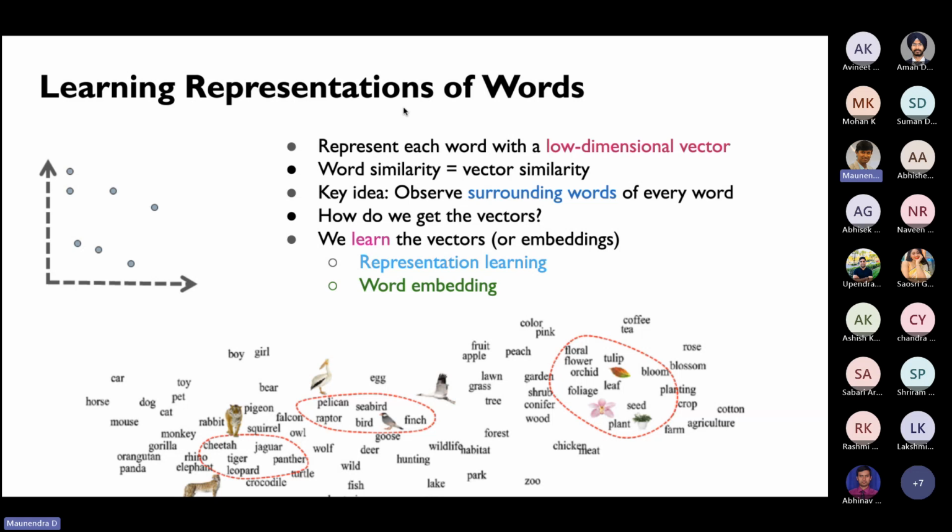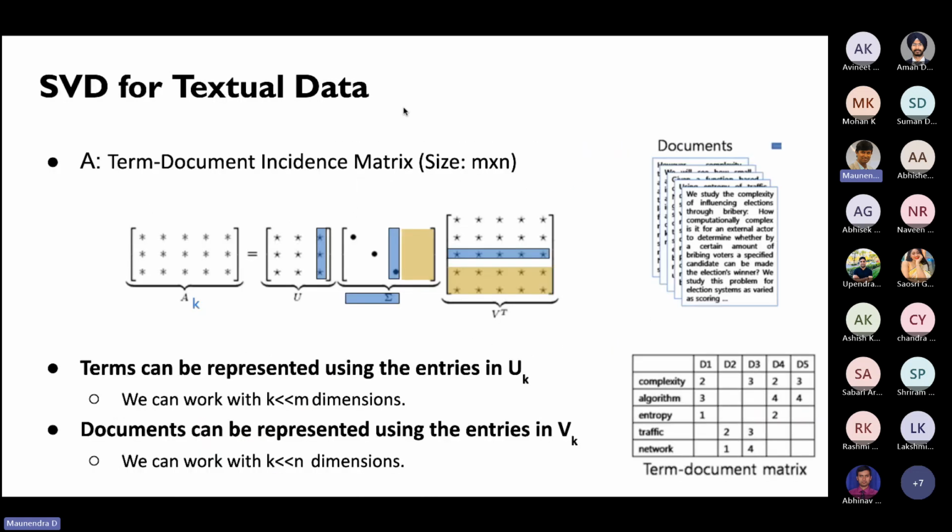So with that, we talked about singular value decomposition, where our starting point is a term document incidence matrix. And from there, we do singular value decomposition, then truncated SVD and so on, so that we can get compact, dense vector representations for the documents as well as the terms. We saw that this is a meaningful representation.